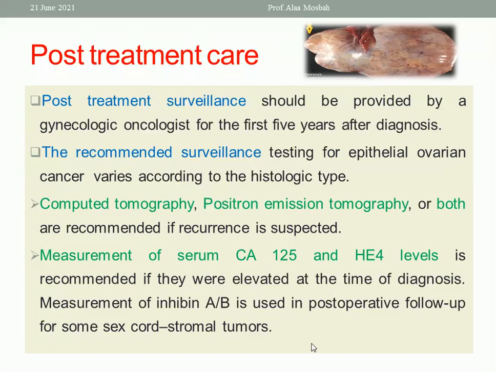CT, PET, or both are recommended if recurrence is suspected. Measurement of CA125 and human epididymis protein 4 levels is recommended if they were elevated at the time of the diagnosis, and also measurement of inhibin A and B is used in post-operative follow-up for sex cord stromal tumor.